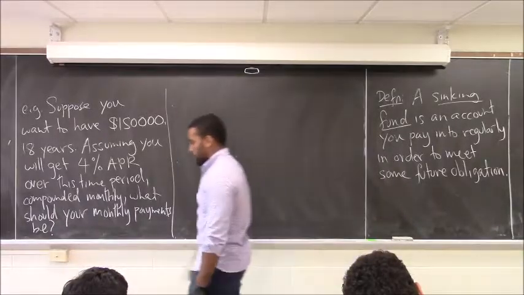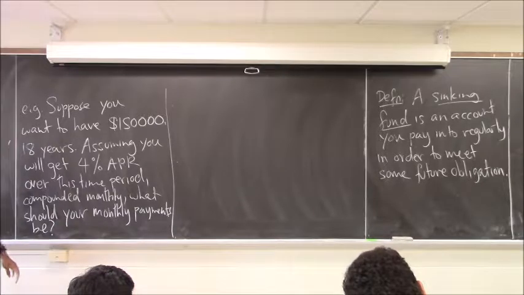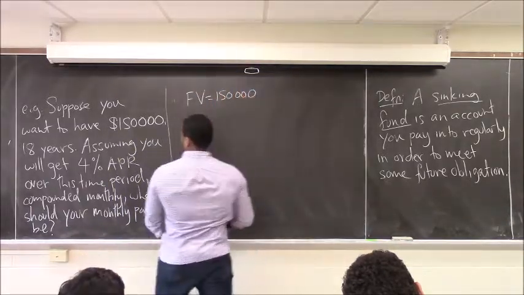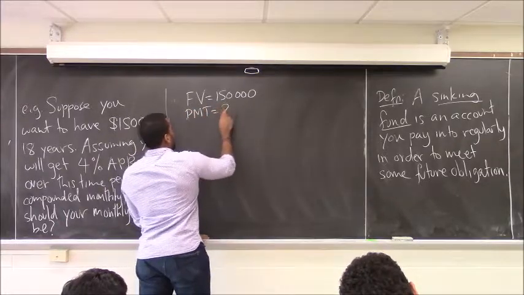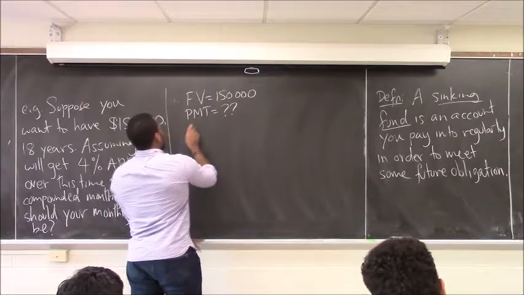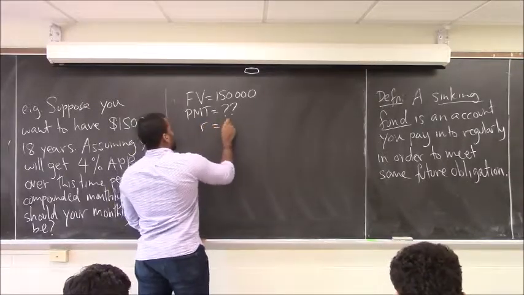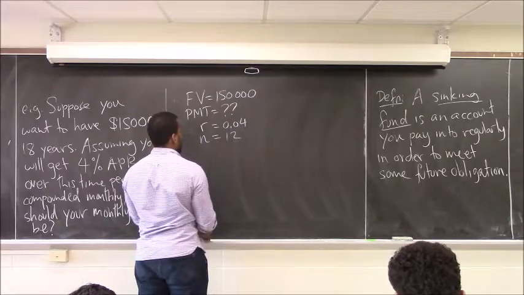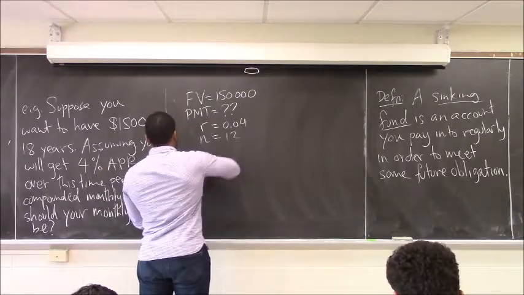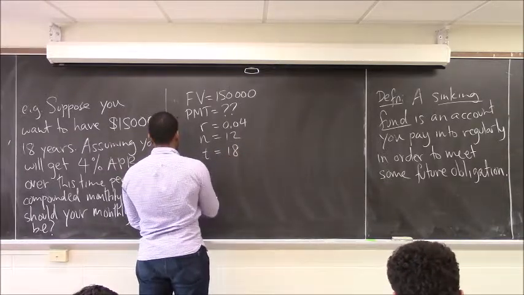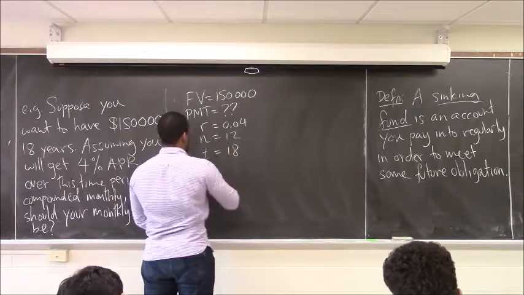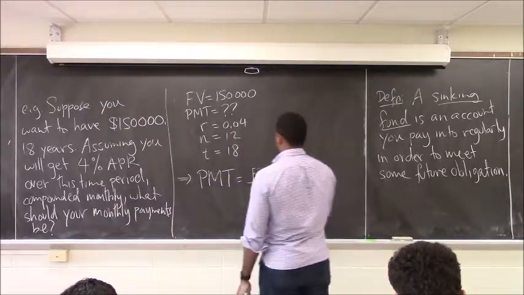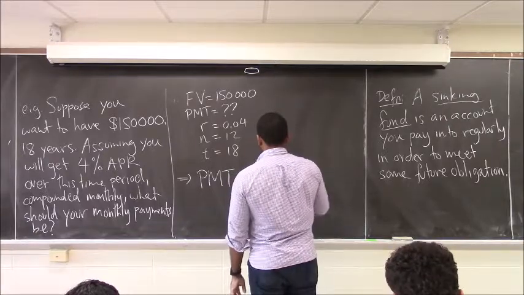So you would use the sinking fund formula, because what you're talking about here is finding a sinking fund. You know the future value that you want is 150,000. The payments that you're going to be making, you don't know. That's actually what you want to figure out. You know the interest rate, it's 4%. You also know that it's compounded once per month, so n is 12, and you know the time, 18 years. So the payment is going to be the future value times r over n, divided by 1 plus r over n to the nt, minus 1.